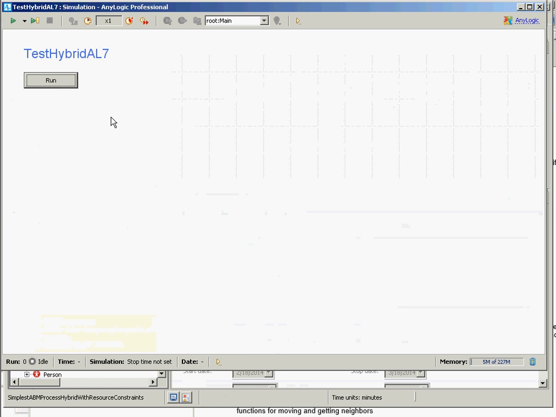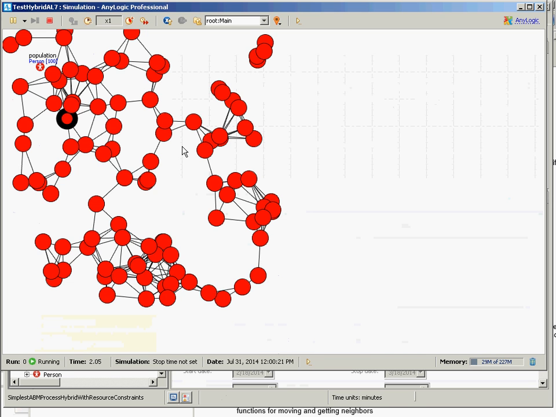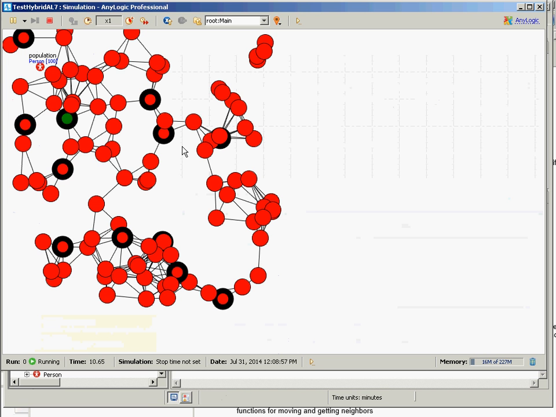Okay. That was a different form of hybrid modeling, but one also enabled. Any questions? No? Okay. Yes.